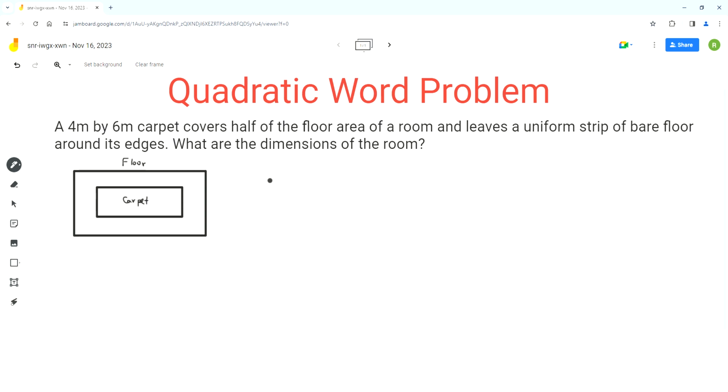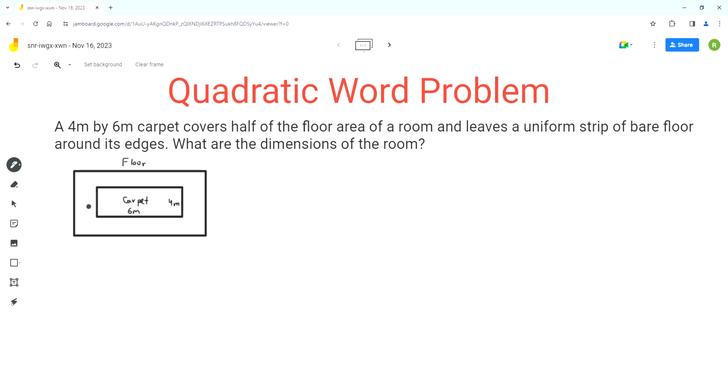Now we are given that the carpet is 4 meters by 6 meters. So the length of the carpet is 6 meters, which is the longer side, and the width of the carpet is 4 meters, which is the shorter side of this rectangle. Now, as per the problem, the carpet leaves a uniform strip of bare floor around the edges. That means the strip all around the carpet has a uniform width.